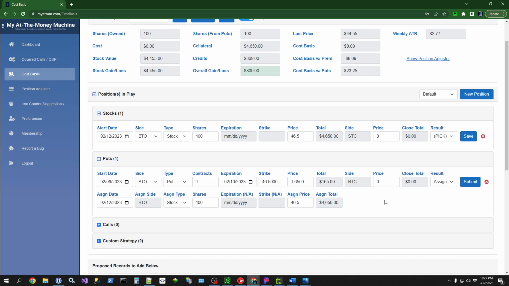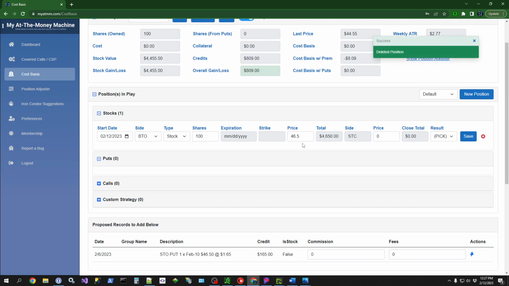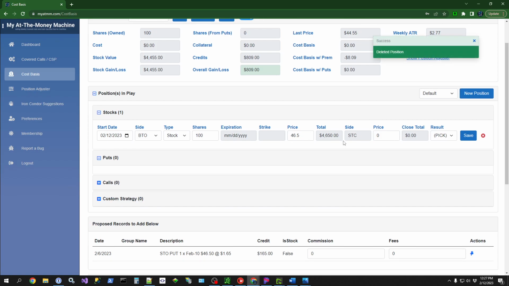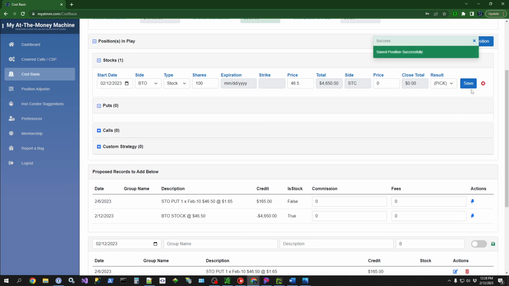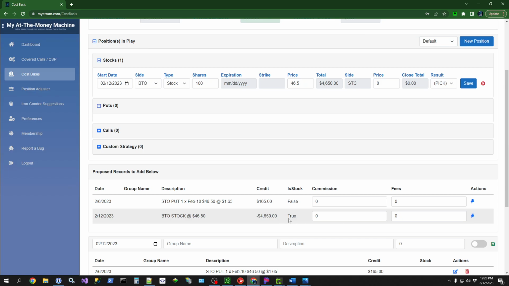And now this put is gone because it's expired because we got assigned, so we can go ahead and remove that. We do need to go ahead and save this transaction into the transaction history. Just clicking submit on an assignment like that doesn't generate the record that we need automatically. So if we click save on the stock row, the stock record, it will generate basically the statement that we need, or the record that we need.